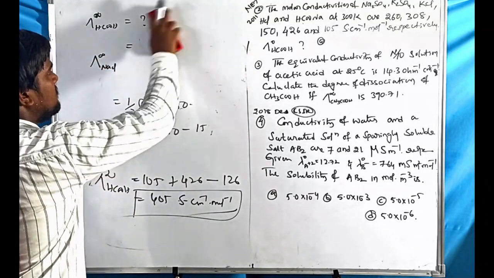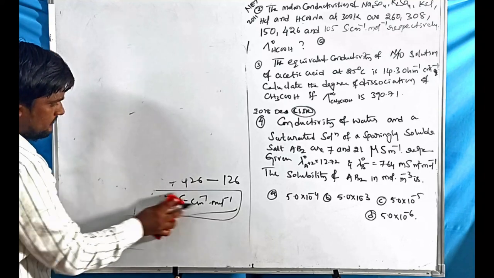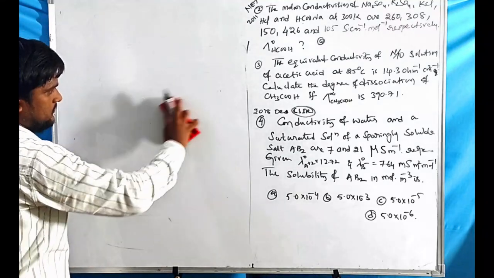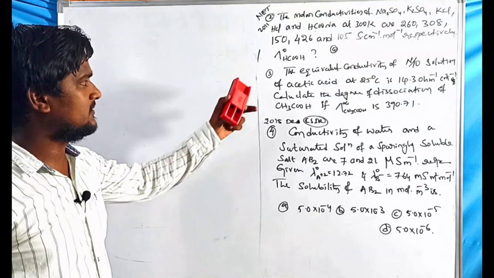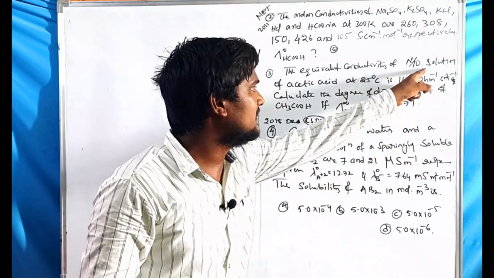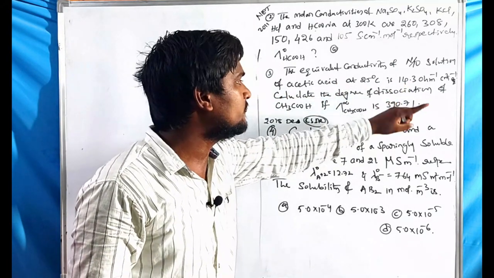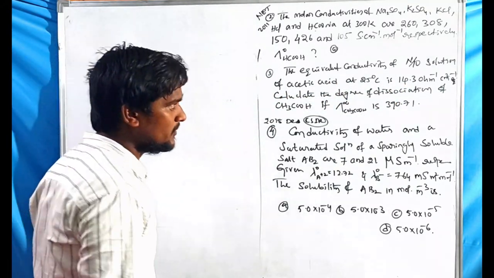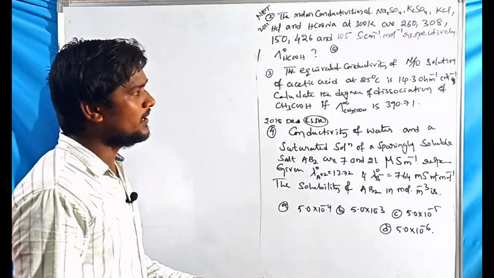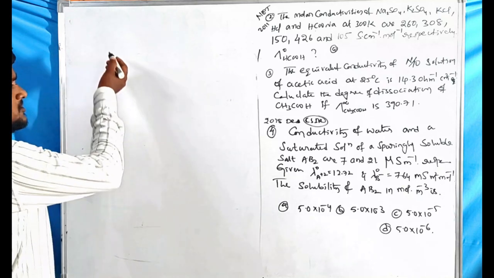Now let us go through the third question, a very easy method. The equivalent conductance of N by 10, that is a decinormal solution of acetic acid at 25 degrees centigrade, is 14.3 ohm inverse centimeter square equivalent inverse. Calculate the degree of dissociation. Degree of ionization or degree of dissociation, both are the same.